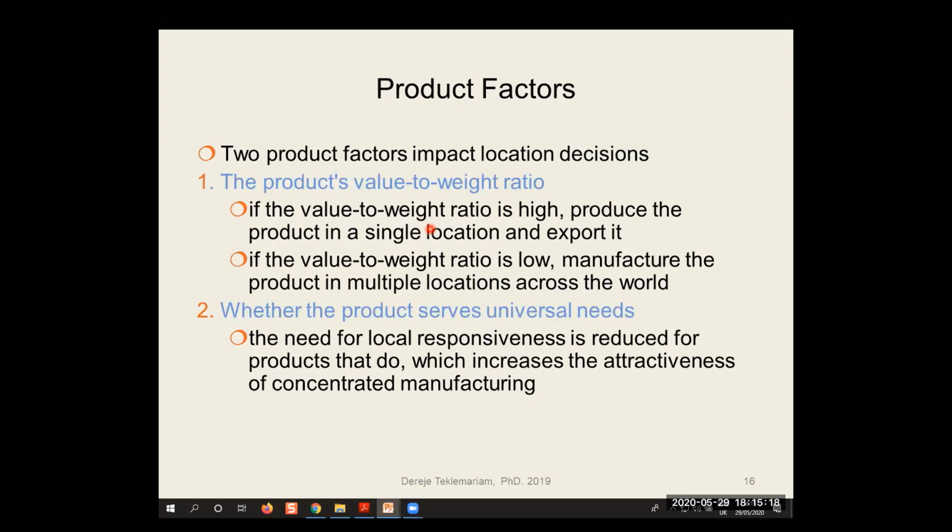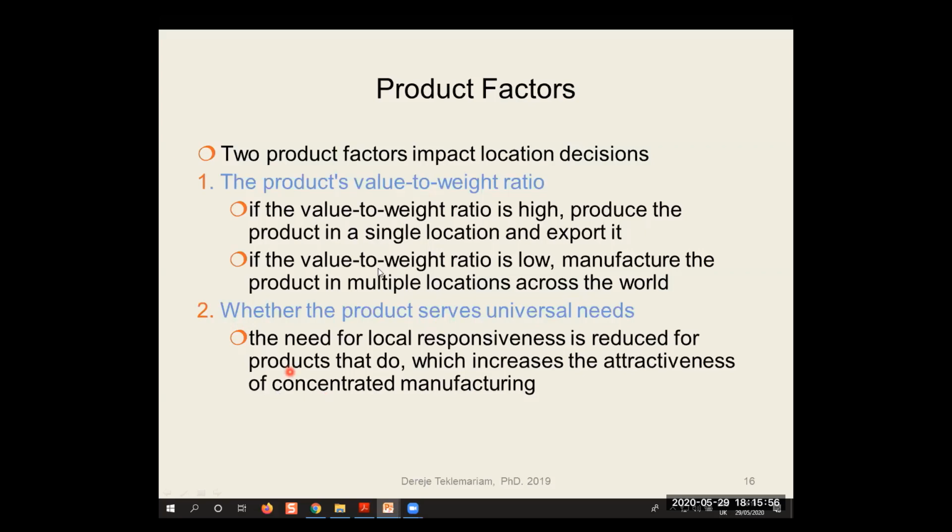The other case is if the ratio of final product divided by the input is much lower than 1, for example below 0.8 or so, then that production is output-oriented production. Therefore, the company can manufacture the product in multiple locations. That's what I call the output factor location. The second important thing is whether the product serves universal needs.